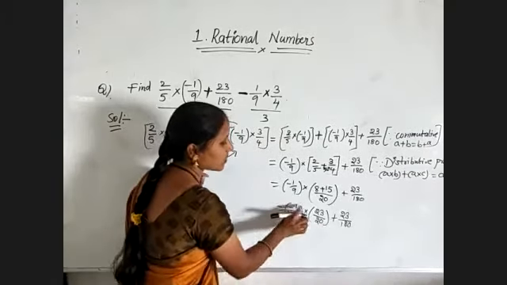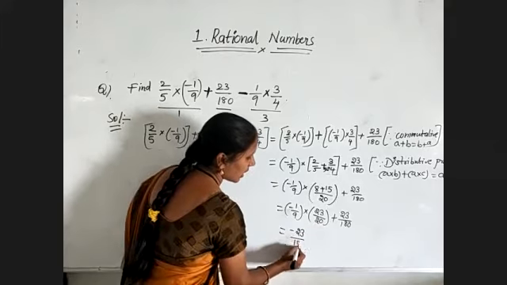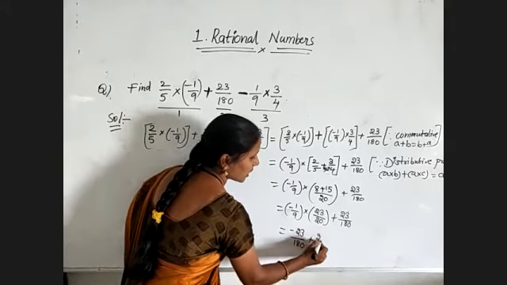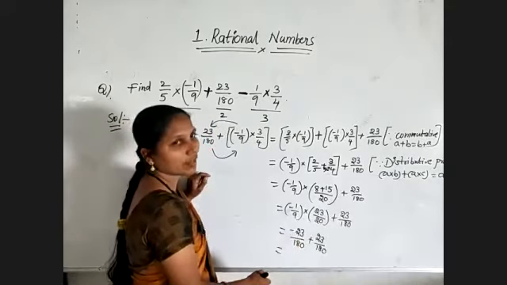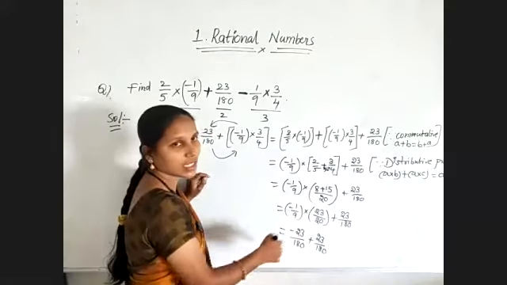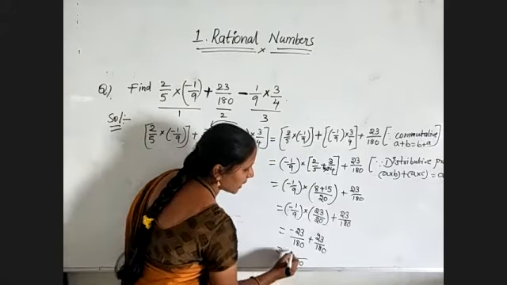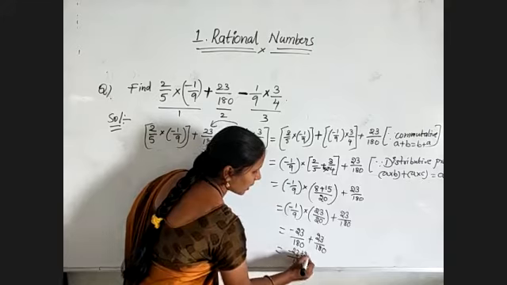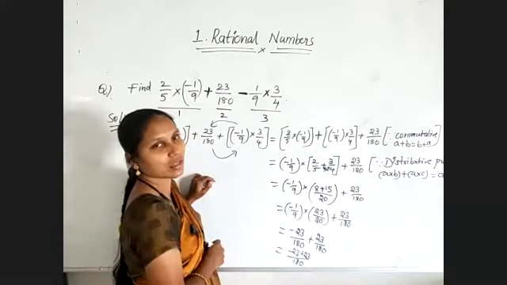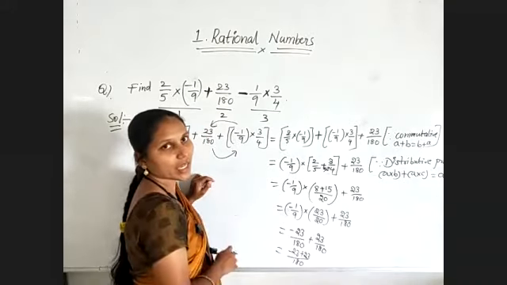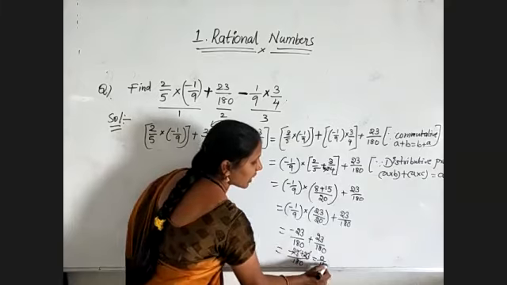That is nothing but minus 1 into 23 is minus 23 by 9 twos are 180, plus 23 by 180. Both are like fractions, so minus 23 by 180 plus 23 by 180 will get cancelled. Otherwise go for addition: 180 is the common denominator. The sum or difference of like fractions is the sum or difference of the numerators over the common denominator. Both will get cancelled. That is 0 by 180, and 0 by anything is 0.